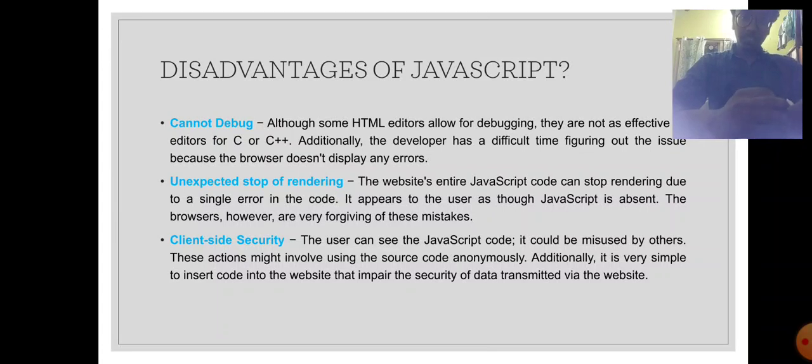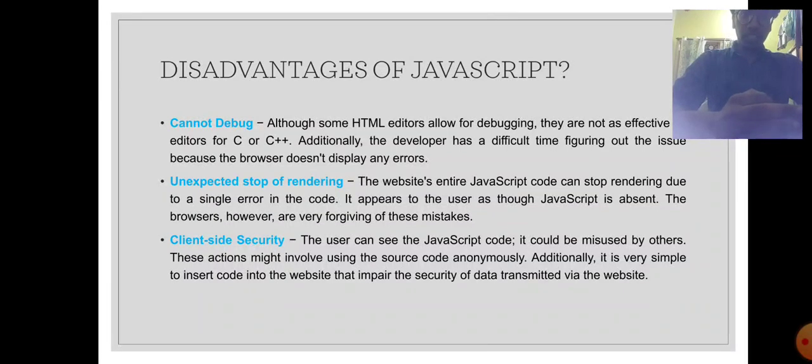This is the main disadvantage of JavaScript, and the second disadvantage is unexpected stop of rendering. The website's entire JavaScript code can stop rendering due to a single error in the code. It appears to the user as though JavaScript is absent. The browsers, however, are forgiving of these mistakes. This one is the second disadvantage of JavaScript, and the third one is client-side security.